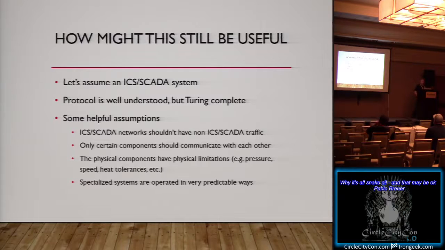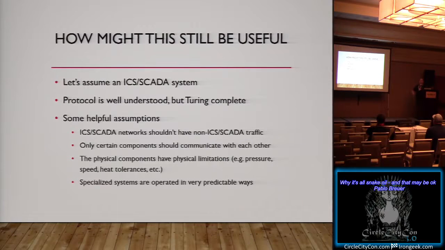Well, the first one is that ICS SCADA networks shouldn't be talking to non-ICS SCADA systems, right? If I see Facebook coming across my ICS SCADA network, there's a problem. Only certain components should be able to talk to certain other components, right? The way these things are laid out, they're meant to do very particular processes. And so not every component should be able to talk to every other component. And so if I get a message at a component from somebody it shouldn't be talking to, that's anomalous, and I should at least investigate it, if not deem it outright malicious.